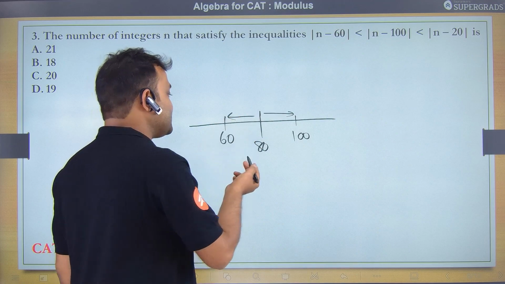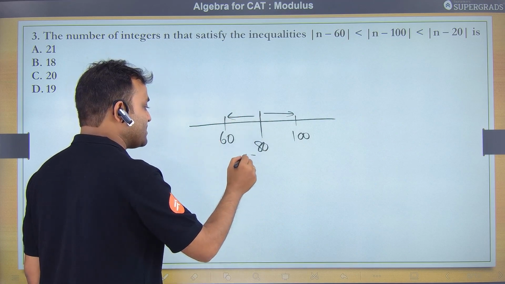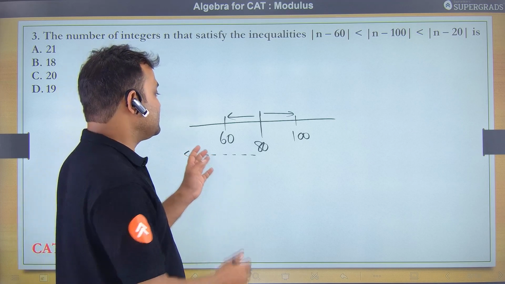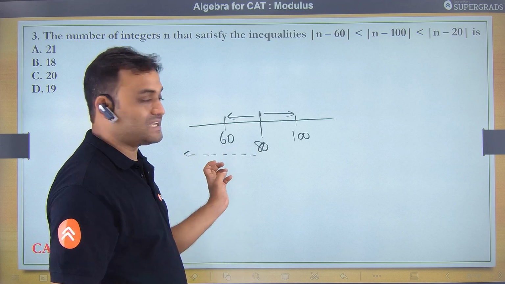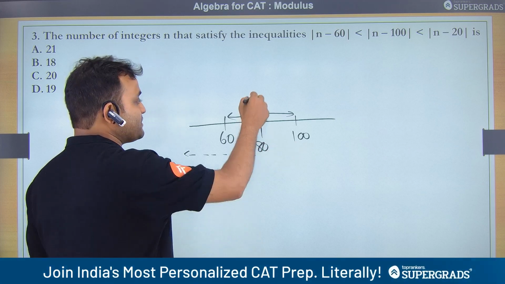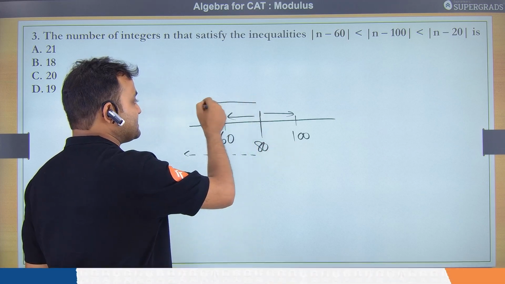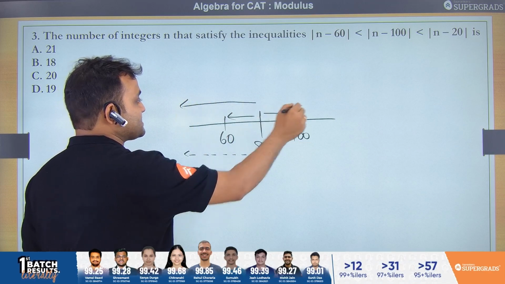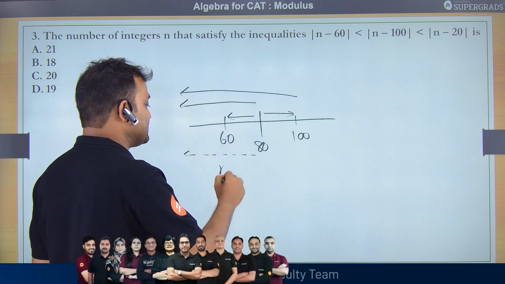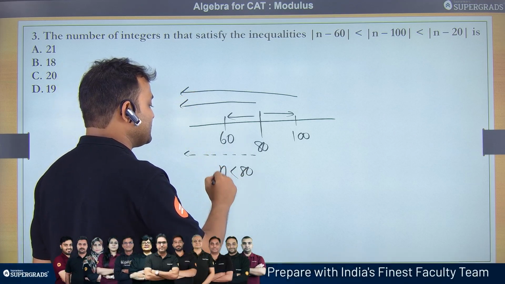But as soon as we try to move to 60 and beyond that, you will see that the distance between n and 60 is lesser than n and 100, right? If we take anything from here towards this side, the distance between 60 and it will be smaller than 100. So what can we say? In that case, n is less than 80.